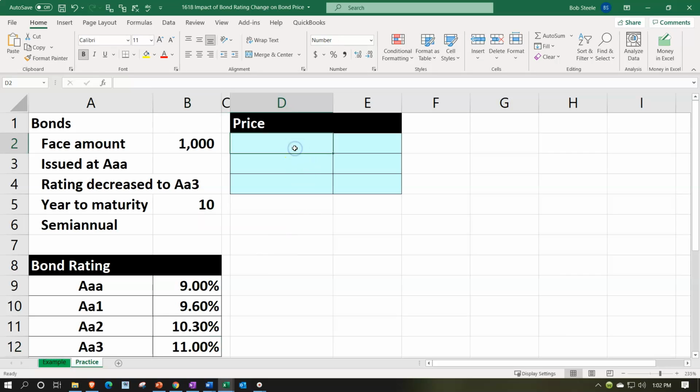So we'll do the present value calculation of the interest payments, which will be semi-annual, and then we'll do the present value of the principal at the end of the bond of the 1,000.